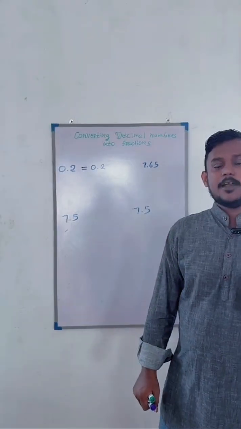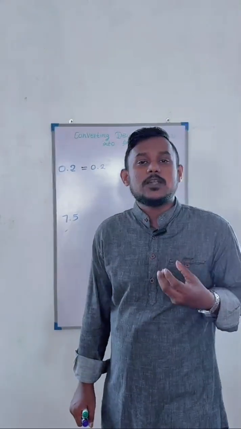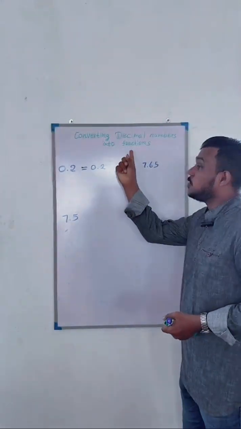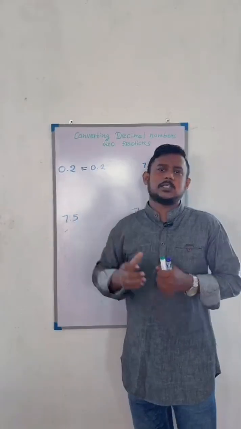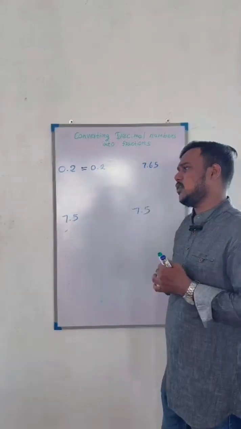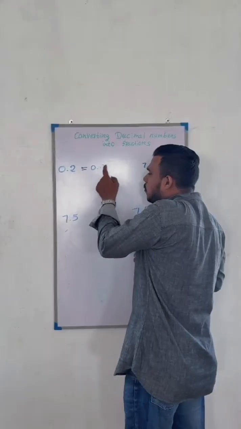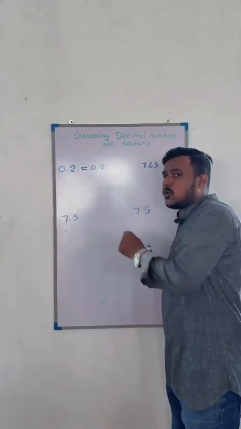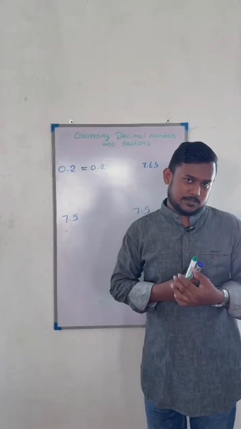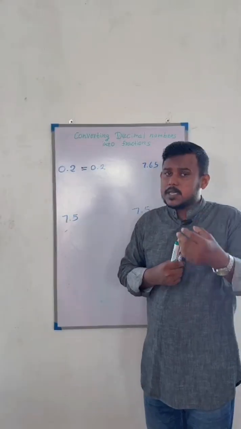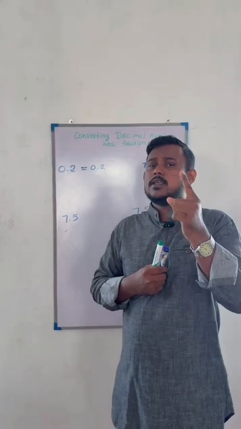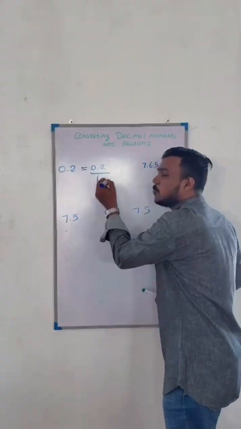Today, I'm going to teach you how to convert decimal numbers into fractions. I'm going to convert this 0.2 into a fraction. So, when I write 0.2, can you see that 0.2 is in the numerator? When there is a number in the numerator, you know that in the denominator we always have 1.